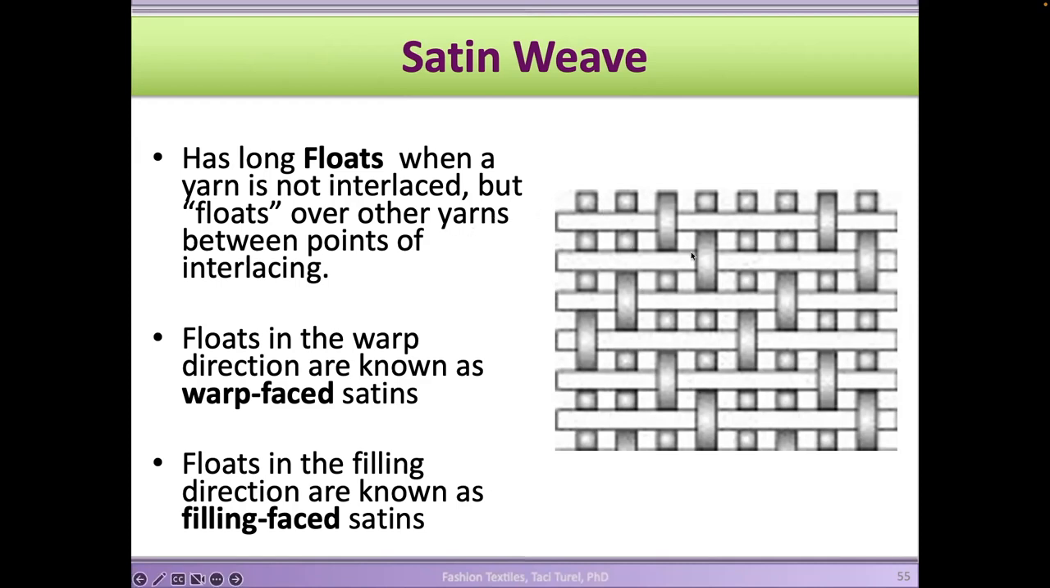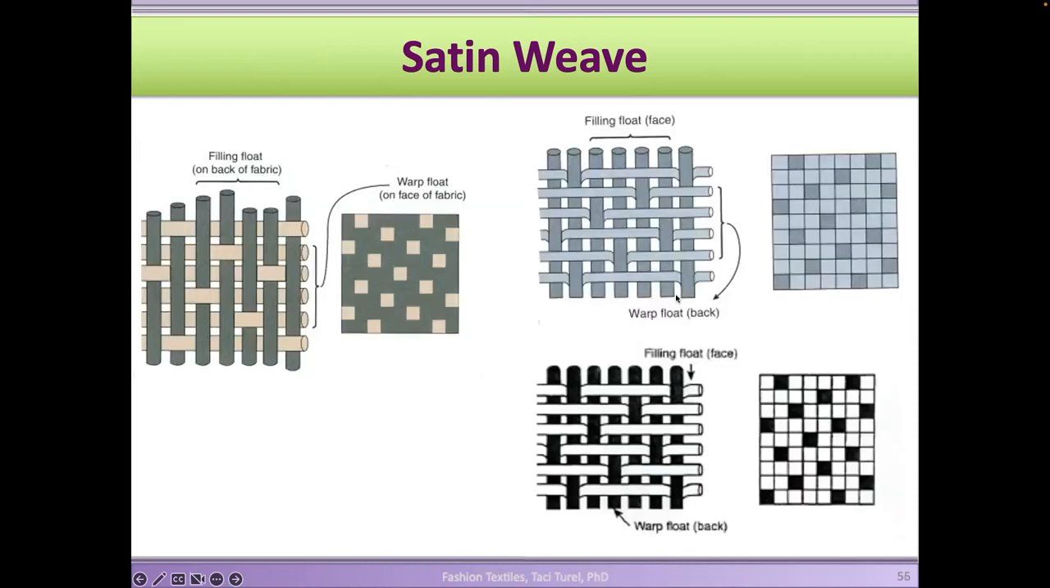If the warp yarns are the floats on the face of the fabric, we call it a warp-faced satin. If the floats are more in the filling direction, we call them a filling-faced satin. So satin fabrics, if you look at the fabric, you don't see diagonal lines necessarily, or at least these lines are not attached like in twill.